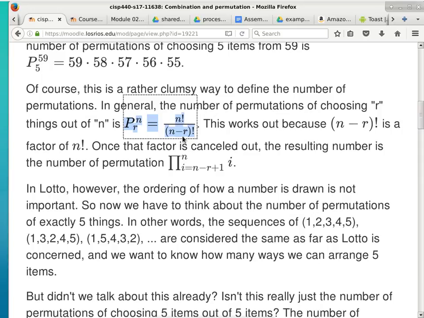Are there any questions about the permutation notation? It's good, okay.